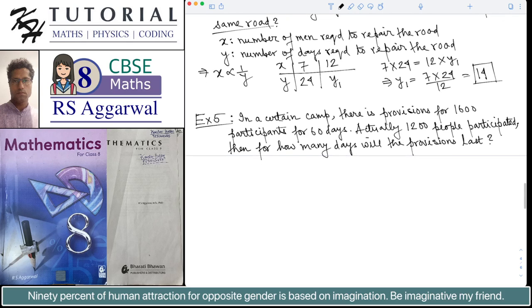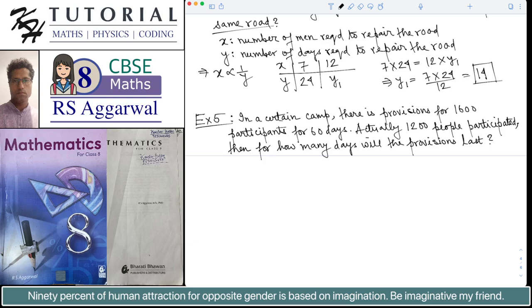Example 5. In a certain camp, there are provisions for 1600 participants for 60 days. Actually, 1200 people participated. Then for how many days will the provisions last? This problem is based on men and provisions. Provisions is like an amount of food. It is saying that in a camp there is a certain amount of food which is fixed, which is enough for 1600 participants to survive for 60 days.